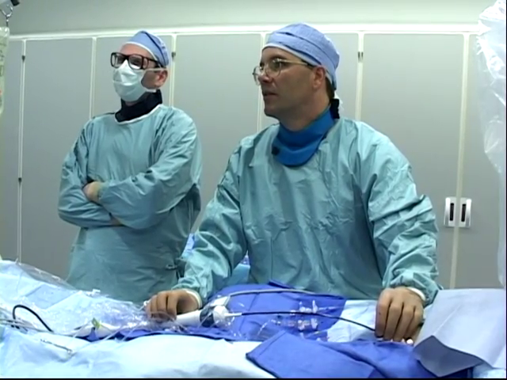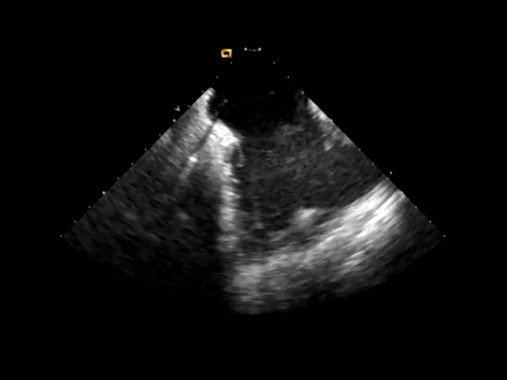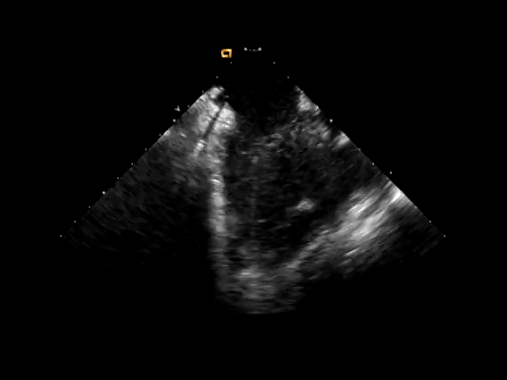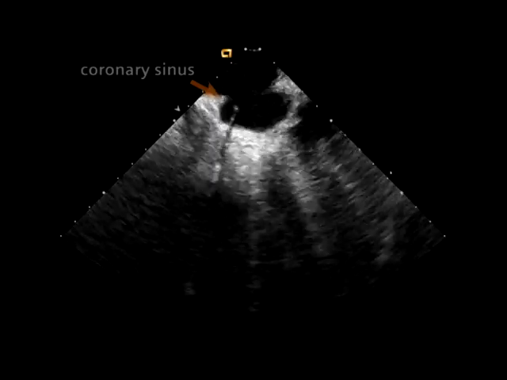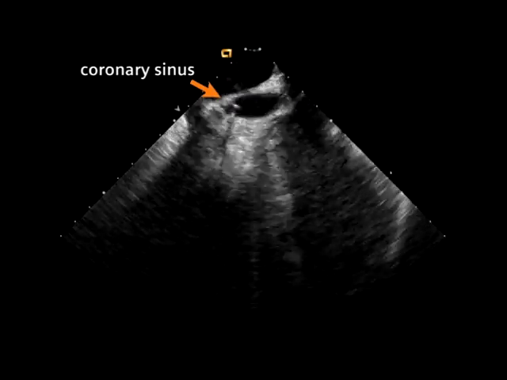To obtain images of the coronary sinus with the catheter in the right atrium, with the tricuspid valve in view, rotate the catheter slightly clockwise. The coronary sinus will come into view.